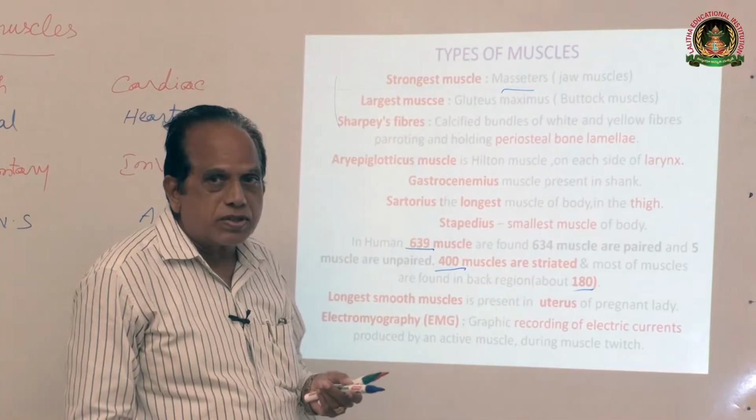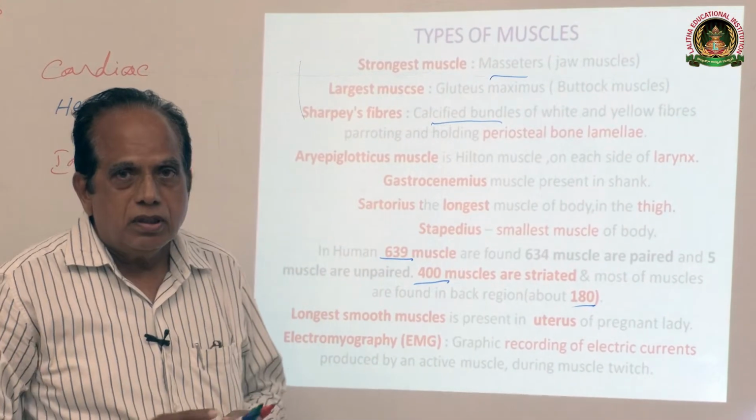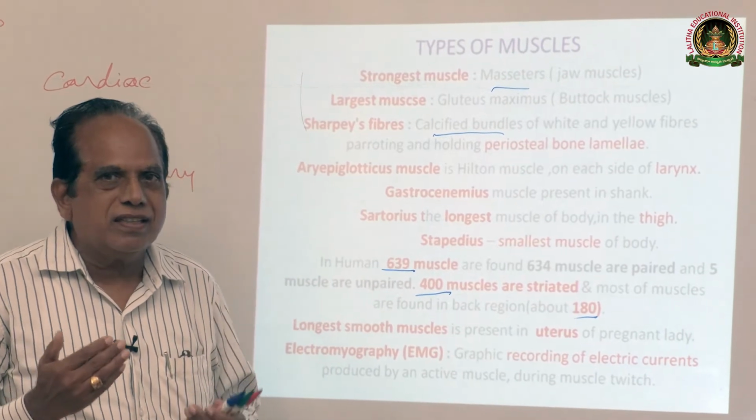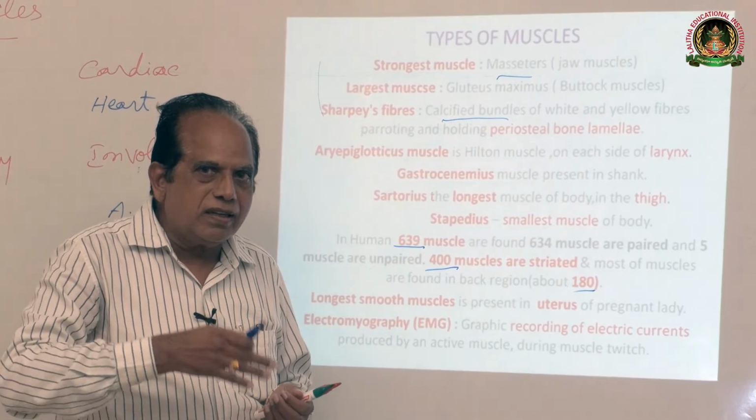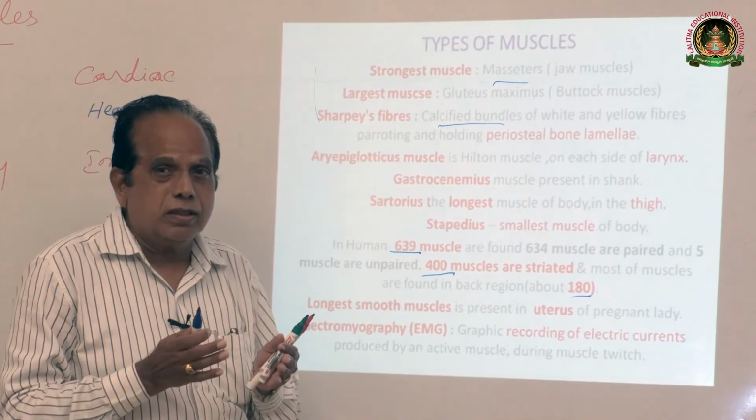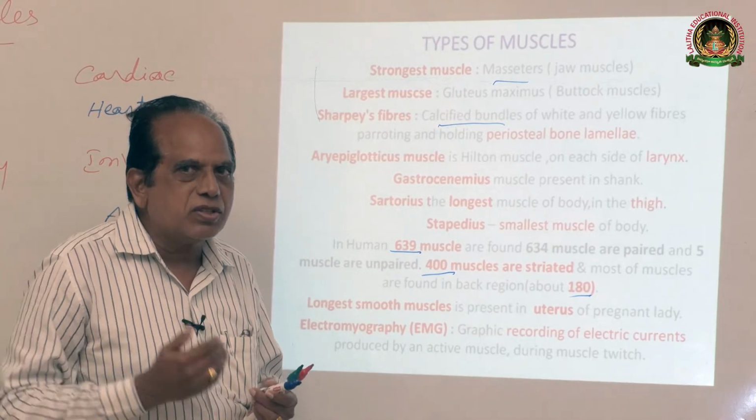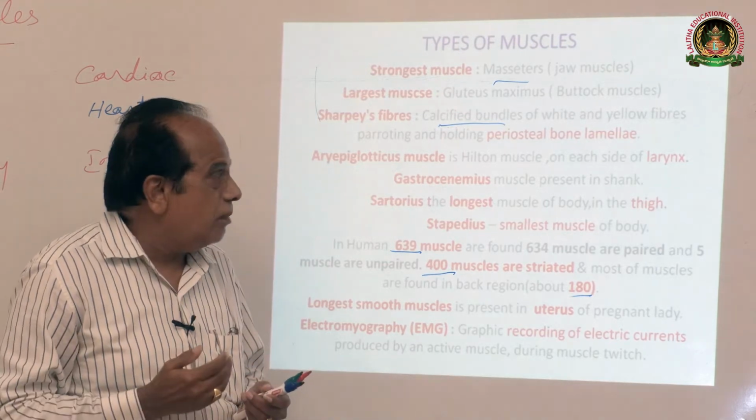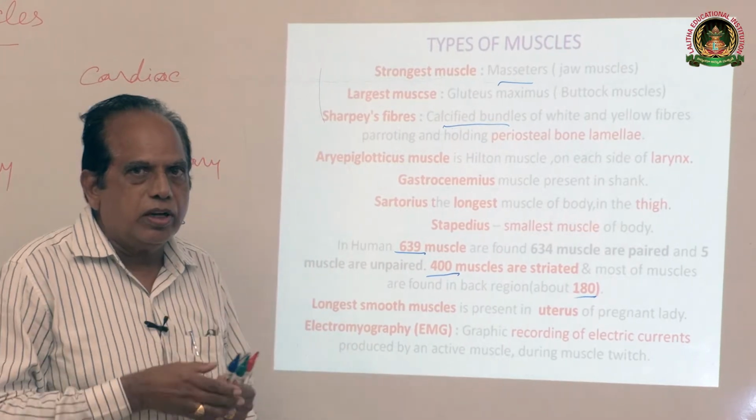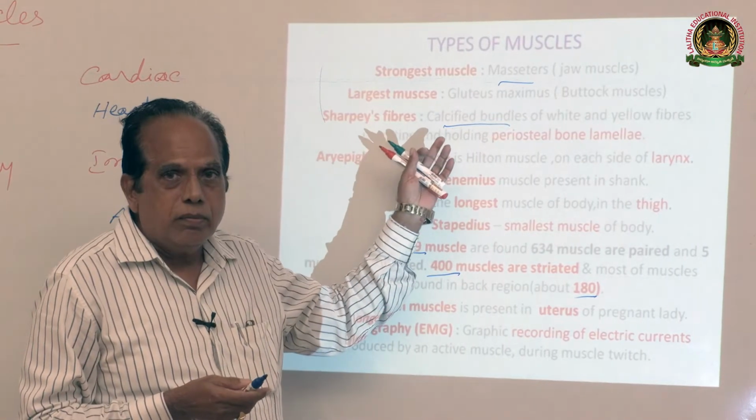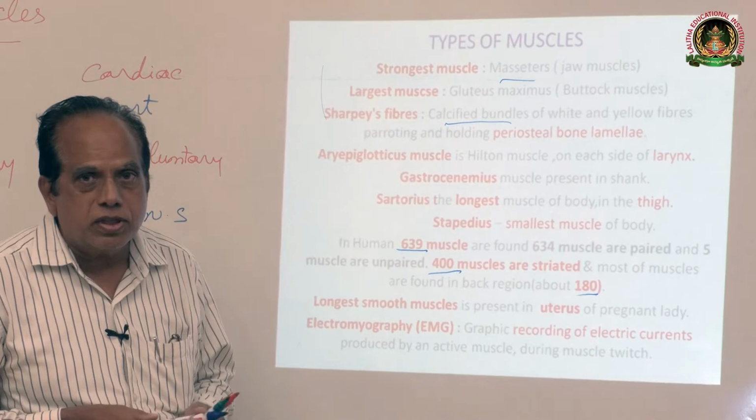And Sharpey's fibers are nothing but calcified bundles. Sometimes they are responsible for connecting the periosteum with the internal matrix of the bone, because you know that the bone is provided with a hard matrix. That matrix consists of a number of bone lamellae. So these fibers extend in between the bone lamellae and also connect the periosteal membrane, with white and yellow fibers holding the periosteum and the bone lamellae.